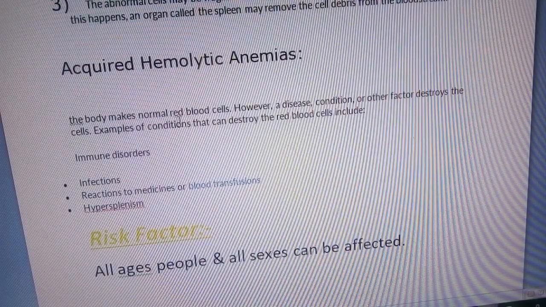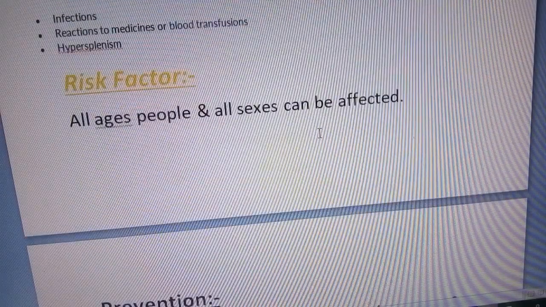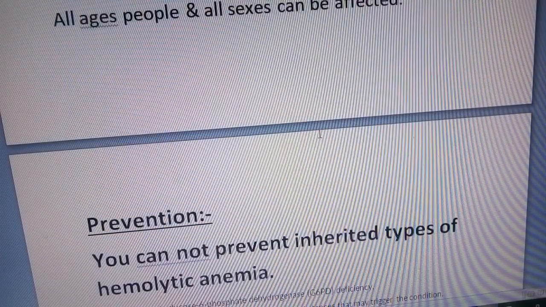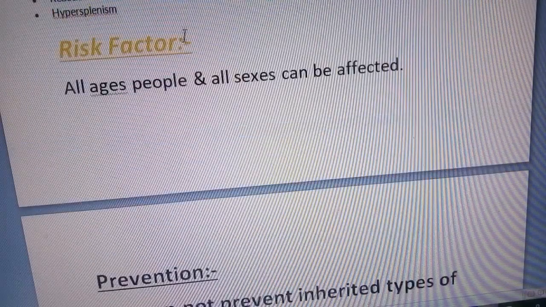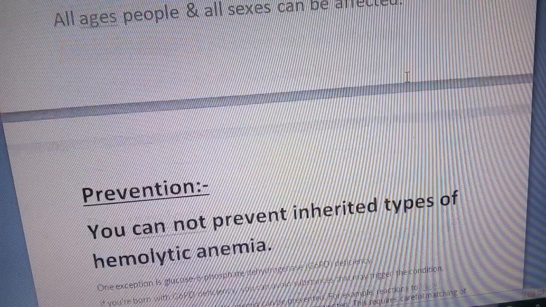What is acquired hemolytic anemia? The body makes normal red blood cells. However, a disease, condition, or other factor destroys the cells. Examples of conditions that can destroy red blood cells include immune disorder, infection, hypersplenism. Risk factor: people of all ages and all sexes can be affected.